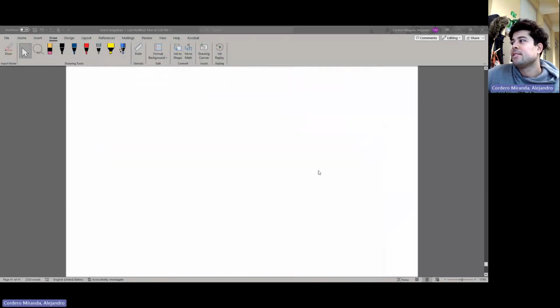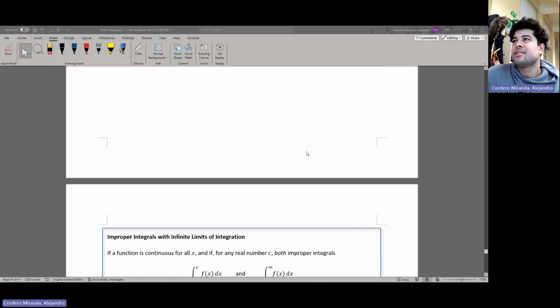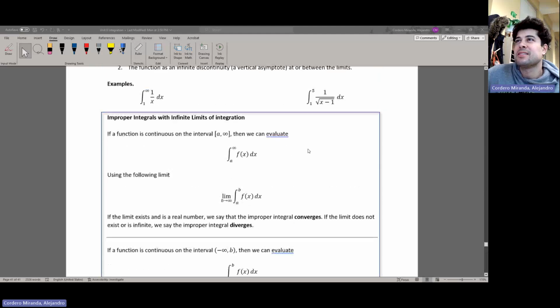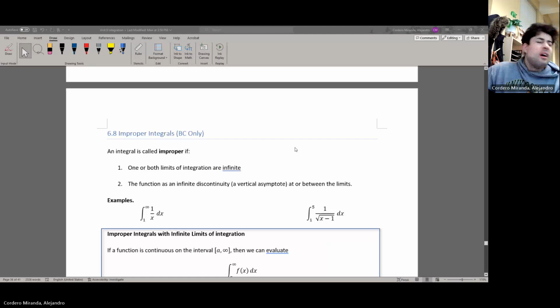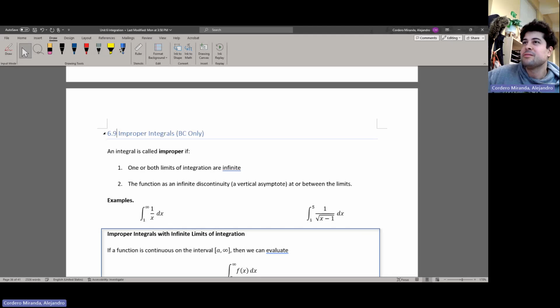Okay. So it's a longer section today, so I might skip some of the problems around. But it is 6.9. This says 6.8, but that should be 6.9. And it's improper integrals, and they're improper because they go from 1 to infinity.